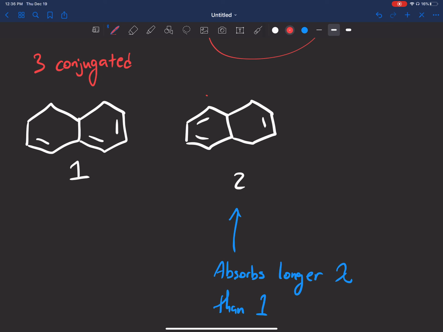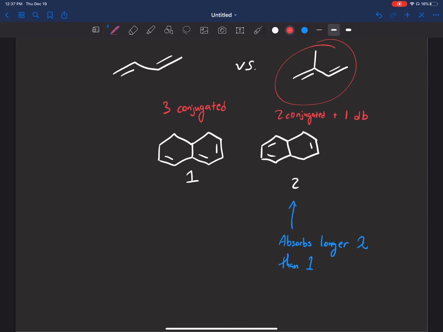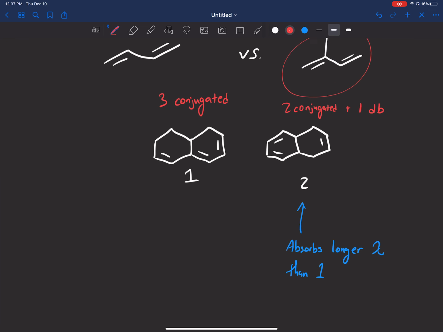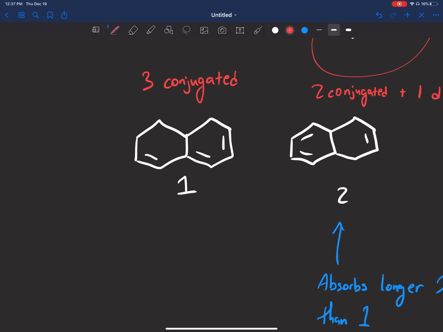Now look at 2. What's the conjugation here? We have those 2 double bonds, but now it's not conjugated to this isolated double bond. So we have 2 conjugated plus 1 double bond. So we said the more conjugation we have, the longer wavelength of light it will absorb. And so compound 1 is more conjugated than compound 2. So he should absorb the longer wavelength. The statement was compound 2 absorbs a longer wavelength.